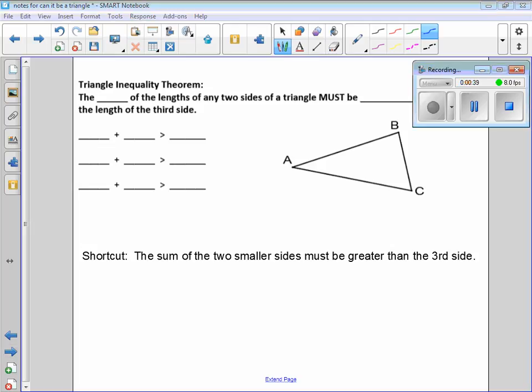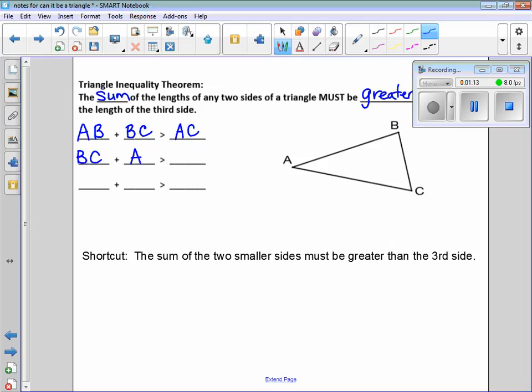So in order for it to be a triangle, the sum of the lengths of any two sides of a triangle must be greater than the length of the third side. So looking at our triangle here, we have side AB, BC, and AC. So AB plus BC must be greater than AC.